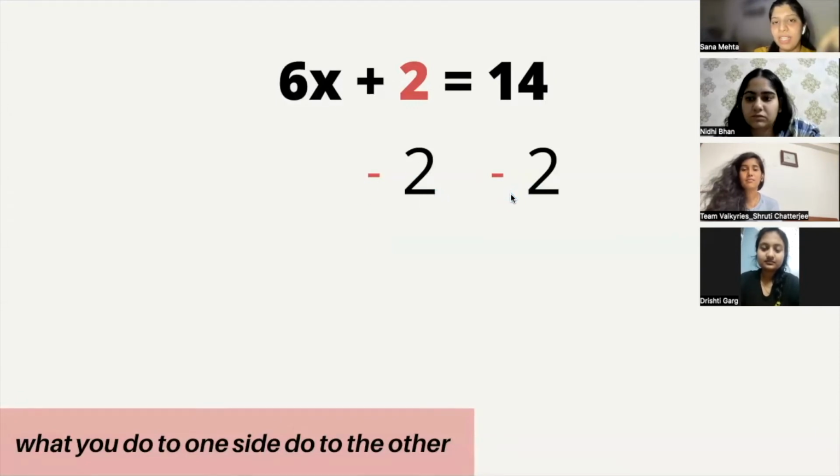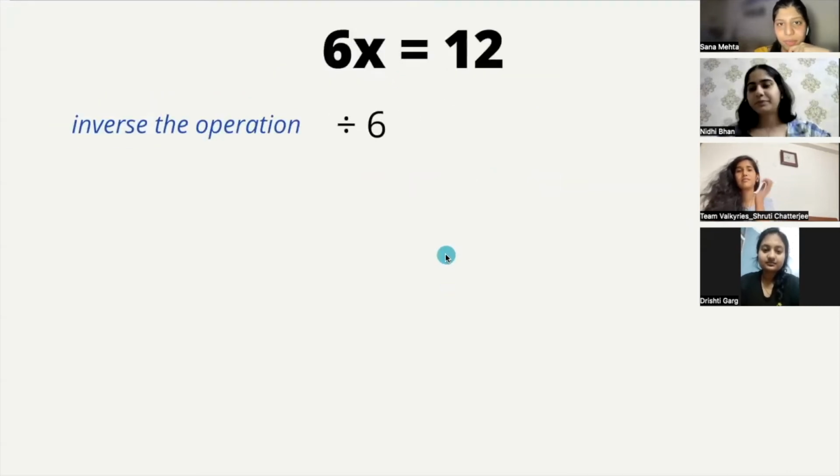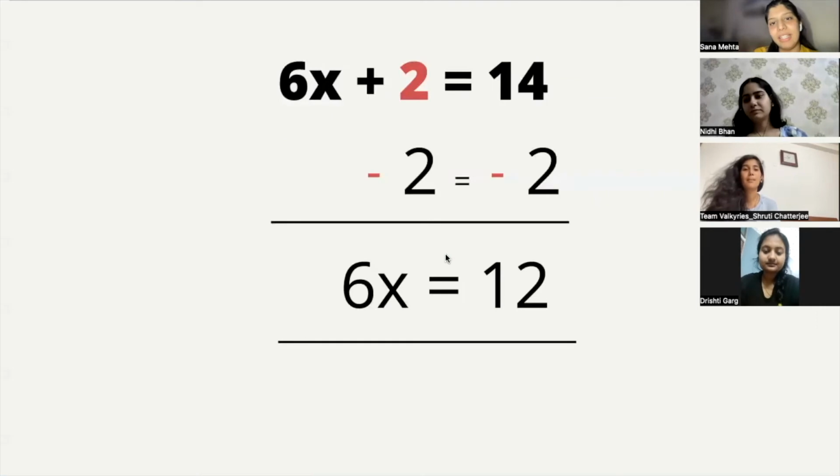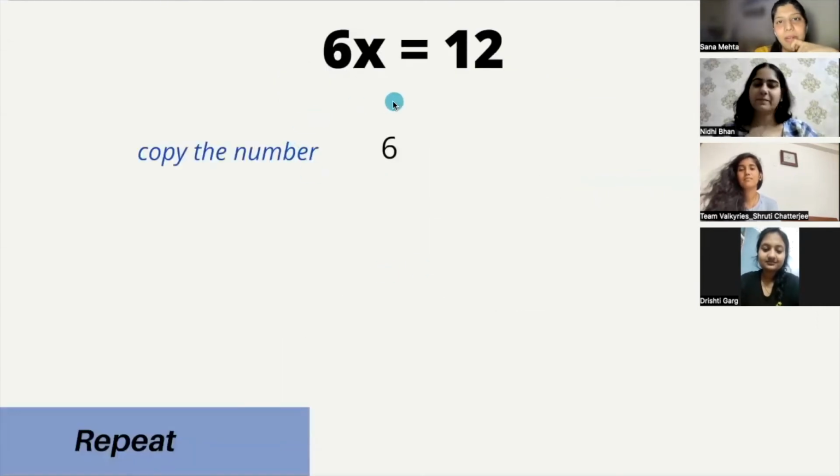So on solving this, we have 6x plus 2 is equal to 14. We subtract 2. What do we get? We get 6x equal to 12. Exactly, that's correct. We get 6x is equal to 12. Then we're going to repeat the same steps. We copy the number: 6, we copy down 6.